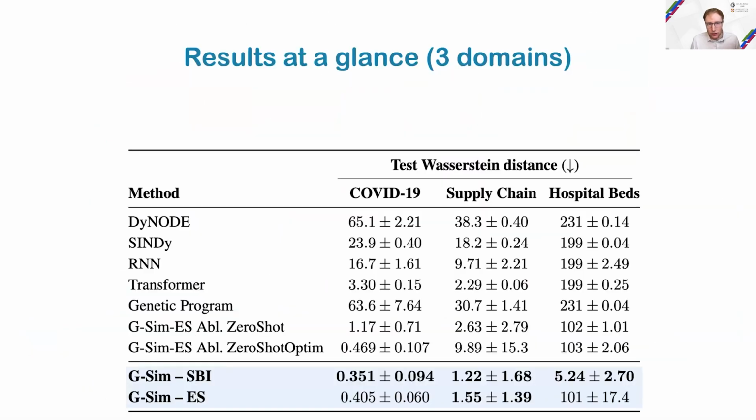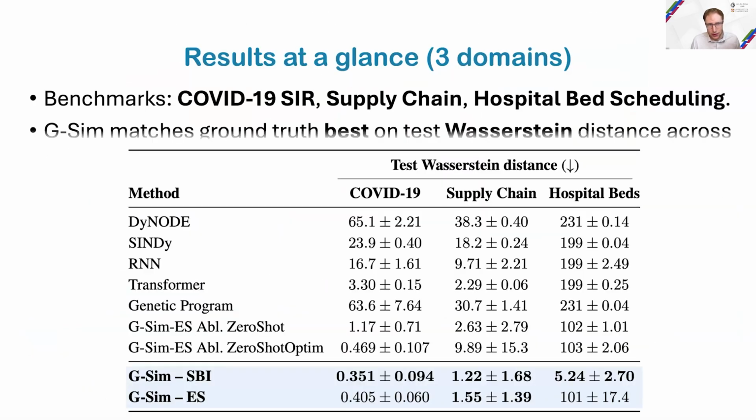And so how does this compare? We compared it with the existing benchmarks, testing on 3 different evaluation benchmarks. COVID-19 in this case, then a supply chain, which is commonly known as the beer game in economic theory, and also a hospital bed scheduling simulator. We can see that GSIM matches the ground truth best on test Wasserstein distance across tasks. For example, we tested it against neural ODEs, symbolic discovery methods like SINDy, recurrent neural networks, transformers, or even ablations of itself.